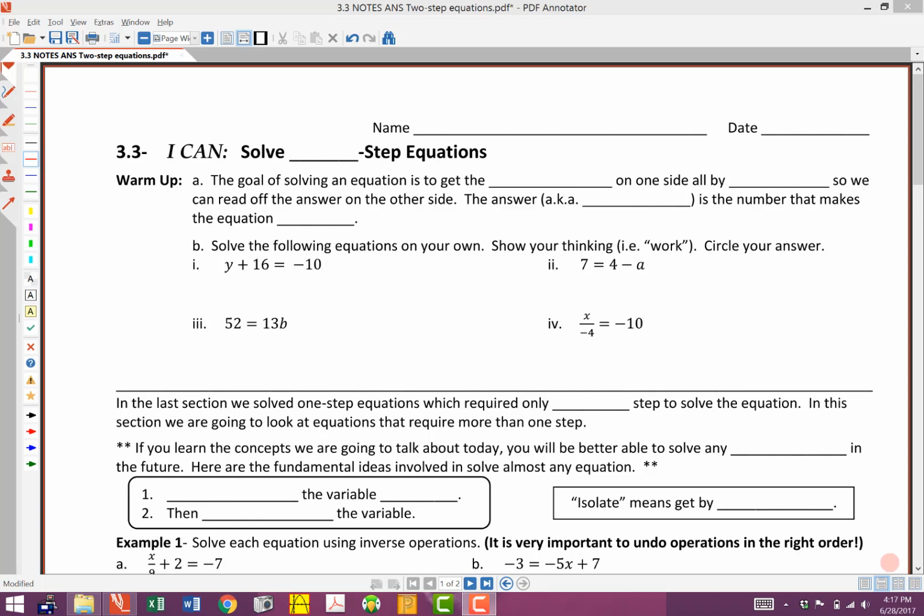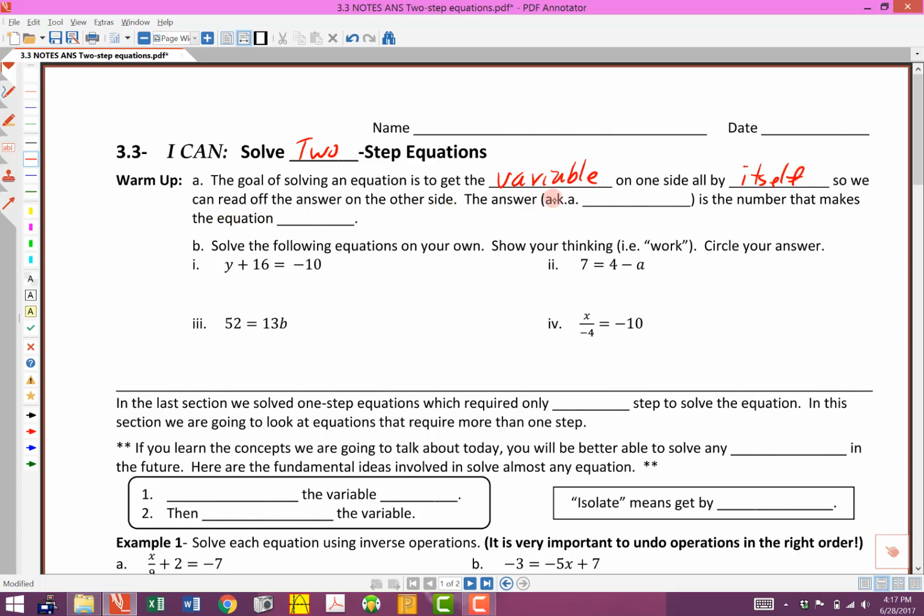Well, hopefully you're really good at solving those one-step equations, because the I can statement for section 3.3 is I can solve two-step equations. So as the warm-up, let's just review these ideas, because these ideas are really important. The goal of solving an equation is to get the variable on one side all by itself, so we can read the answer off on the other side.